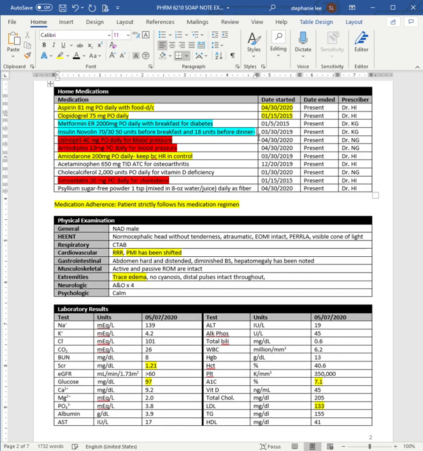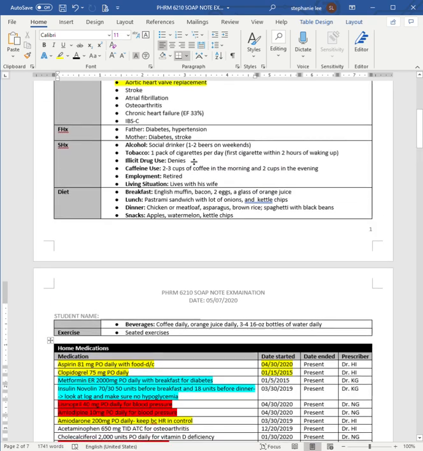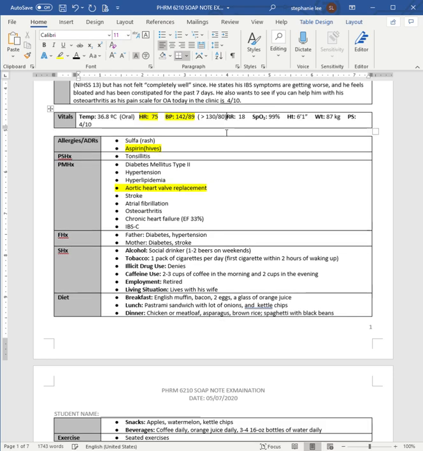Right, look at the log and make sure no hypoglycemia. I would write all this in the assessment, and I'm just writing here for the sake of time right now. The next thing is blood pressure, and I see that their blood pressure here is 140/89, which again is over the 130/80 goal.